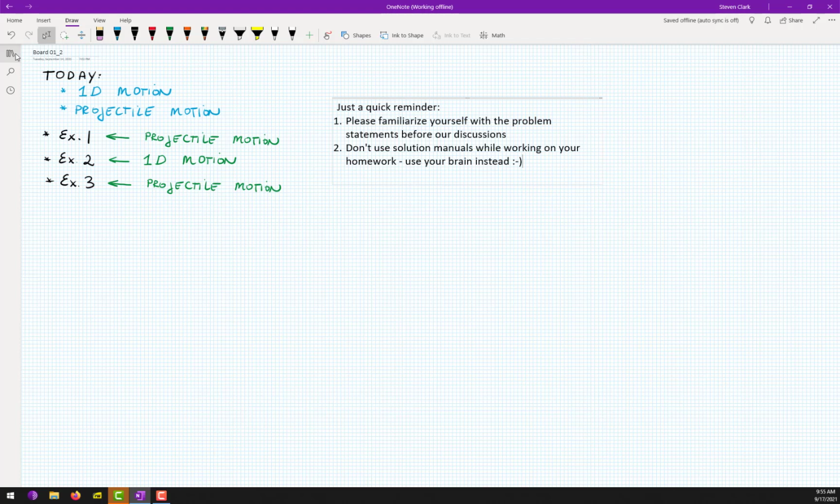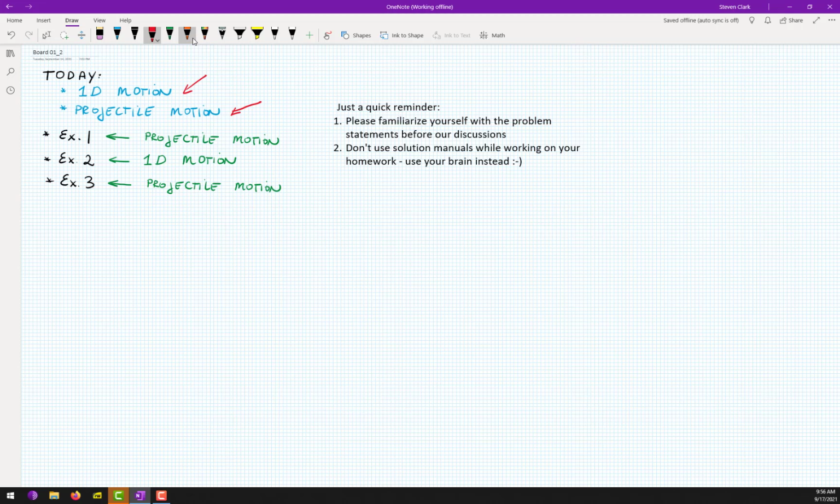Okay, this is the plan for today. Today we will focus on two things: projectile motion, and also there will be one D motion. So we have example number 1, 2, and 3. I think I can cover it all. We can do it today. Example number 1 and 3 are projectile motion, and example number 2 is 1D motion.